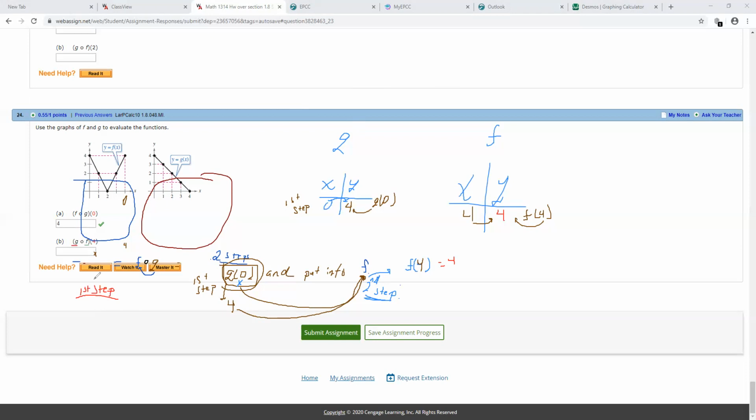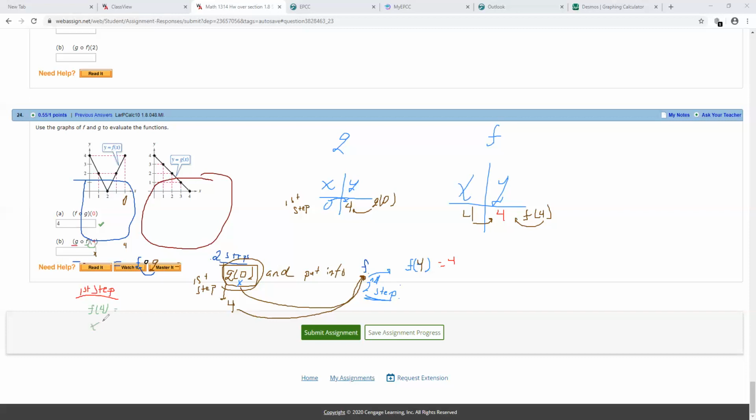So our first step is, William, what's our first step? To put 4 into G or put 4 into F? What's the first step? 4 into F. Good. So 4 goes into this one first. Put 4 in. And then we see what we get.